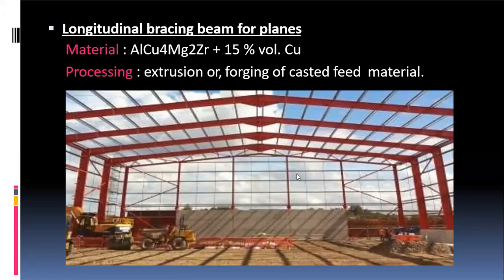The process used for these bracing beams for planes is extrusion or forging of casted feed material. So they are using this extrusion process mostly, not any other type.